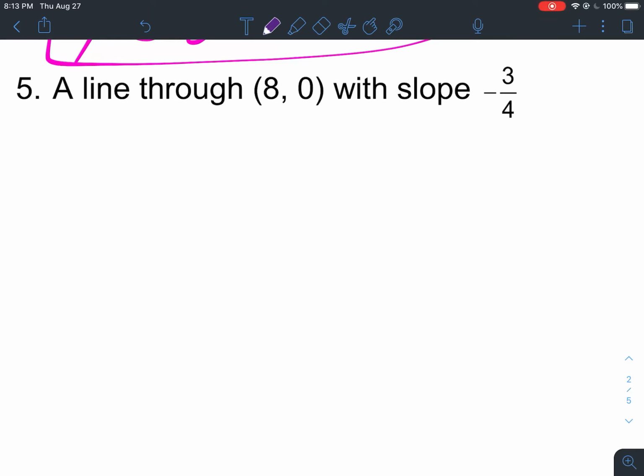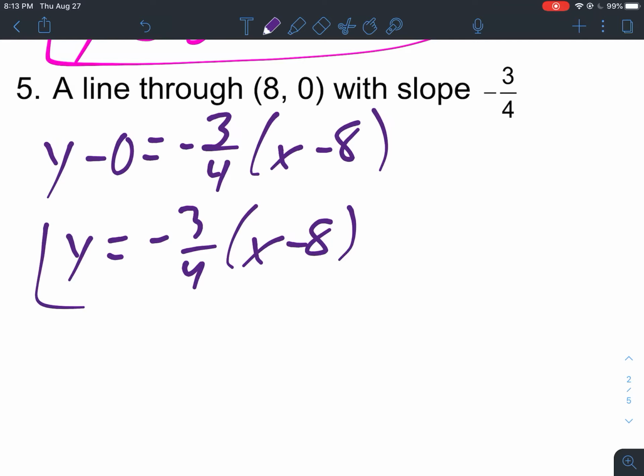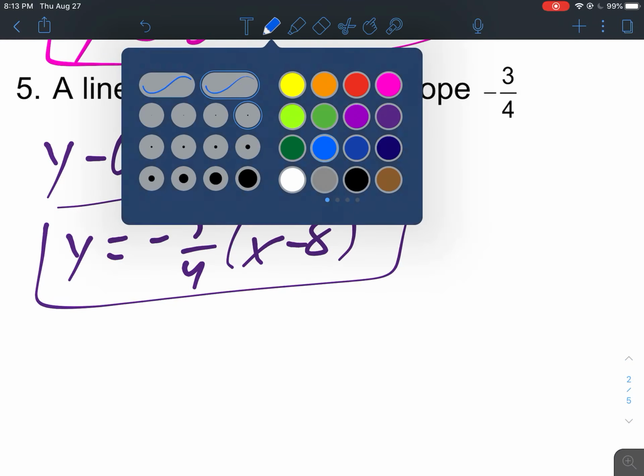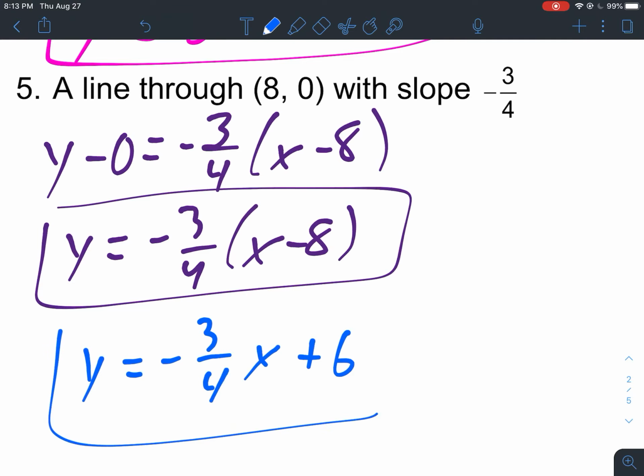Number 5, we have our point and our slope, so we're ready to write the point-slope form here. Y minus 0 equals negative 3/4 times x minus 8. So that's just y equals negative 3/4 times x minus 8. That's our point-slope form. For slope-intercept, just distribute the negative 3/4. And that's our slope-intercept form.